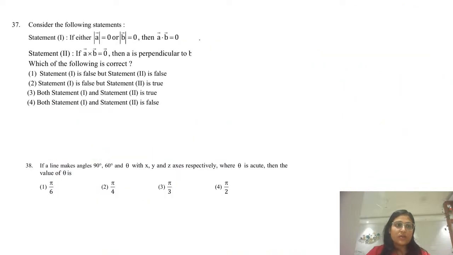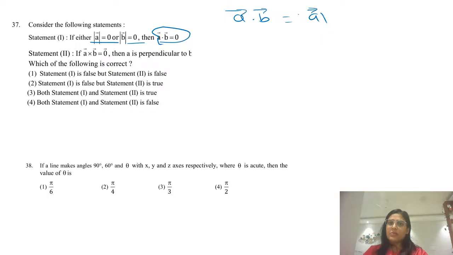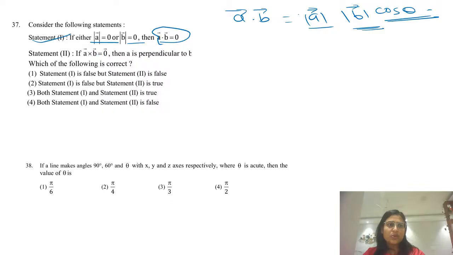Let's come to the next now. Either A is 0 or B is 0, then A dot B is equal to 0. Yes, definitely. A dot B is what? It's AB cos theta. So even though theta is not such that the value, if any of the terms is 0, then definitely it will become 0. So statement 1 is true.